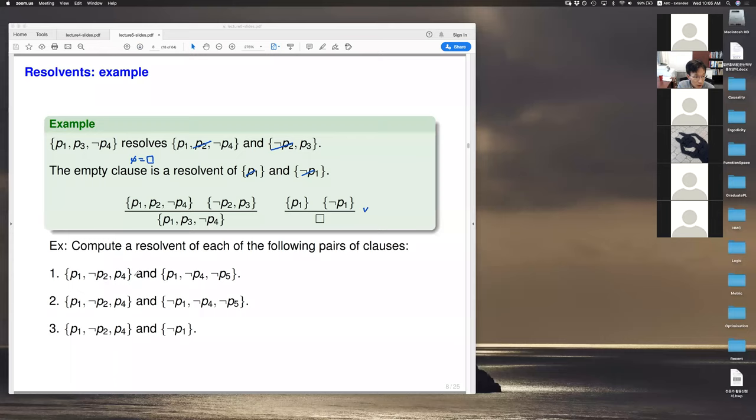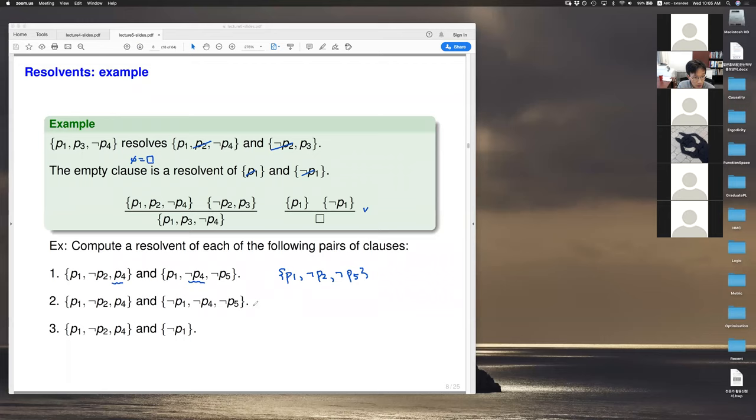Okay, so let me look at the answer here. For the first case, if you look at the formula, P4 appears here, and negation of P4 appears here. So the one resolvent cancels this P4 and negation of P4. The resolvent is going to be P1, negation of P2, and negation of P5.